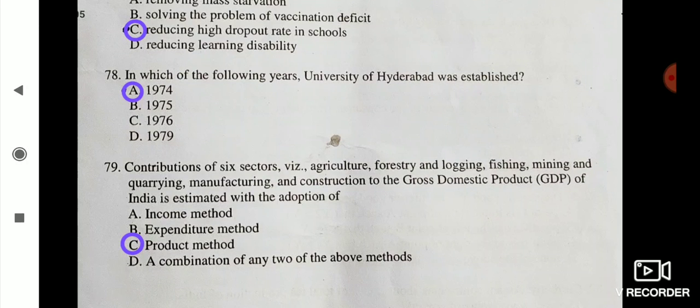Then next, contribution of six sectors, that is agriculture, forestry and logging, fishing, mining and quarrying, manufacturing and construction, to the GDP of India is estimated with the adoption of, given options are income method, expenditure method, product method, a combination of any two of the above methods. And in India, the contribution of these sectors to GDP is estimated by using the product method. So here it is given in option C, the product method is the correct answer.